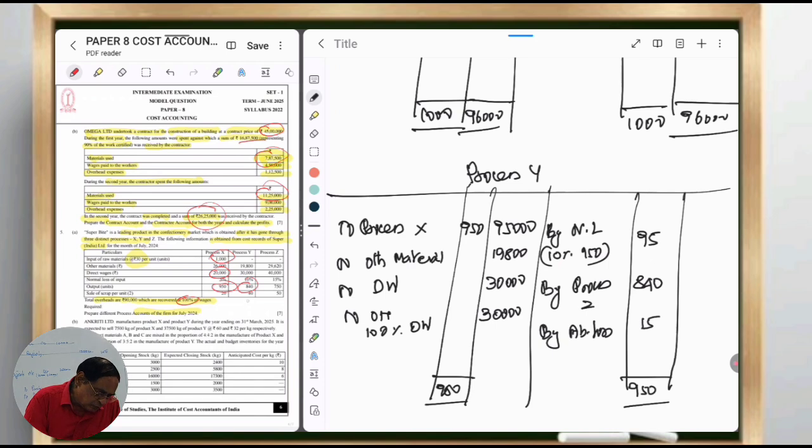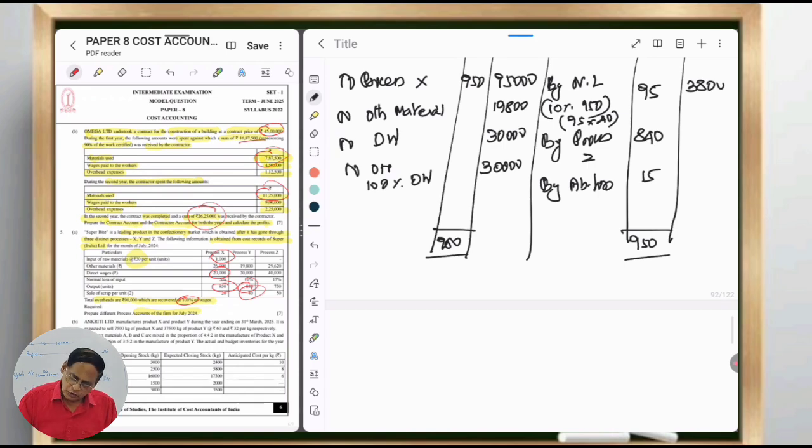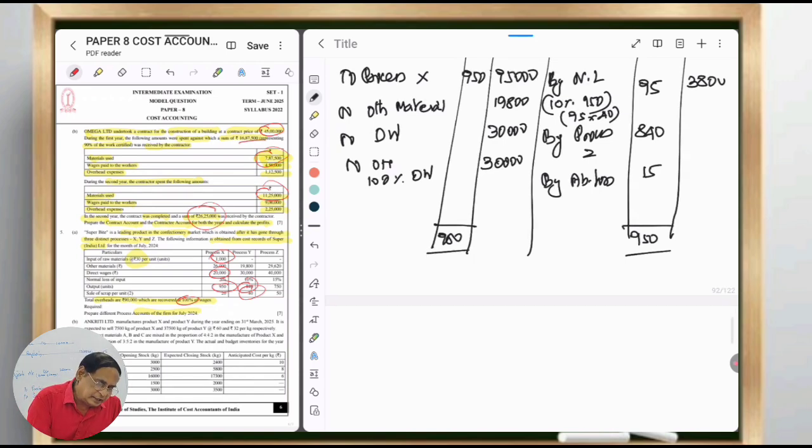So we realized a certain amount, that is 40 rupees. So 95 into 40 rupees, that is 3,800. And then process 2, how much? Actually we have to add these costs: 95,000 plus 19,800 plus 30,000 plus 30,000, so 1,74,800 total cost. Out of that, for normal loss 3,800 realized, so we have to deduct that amount.